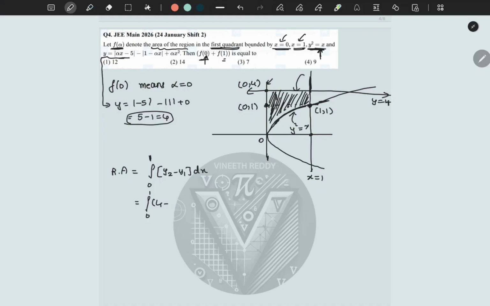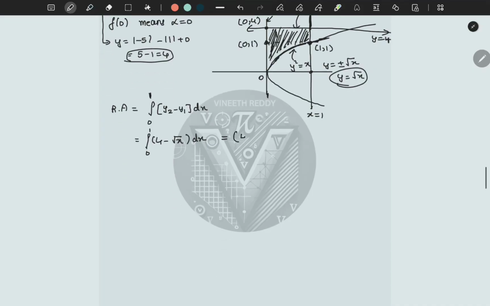So y square is equals to x, y is equals to plus or minus root x. So the parabola which is above the x-axis is y is equals to root x. I hope you are clear with this. So we will be writing under root x here. So this will be 4x minus x power 3 by 2, since the integration of x power 1 by 2 will be x power 1 by 2 plus 1, that is 3 by 2. So I will be getting 3 by 2 here, and the limits are from 0 to 1.